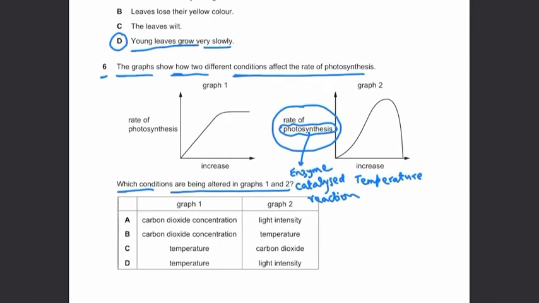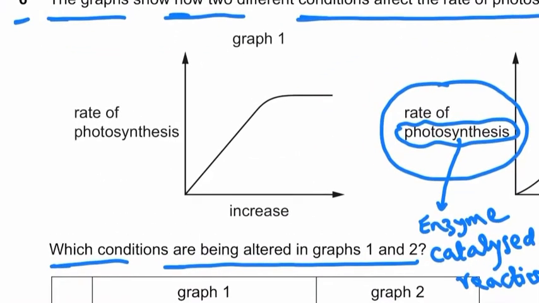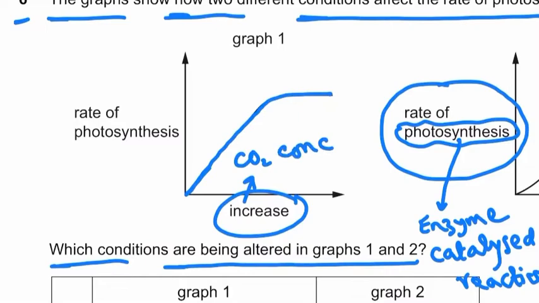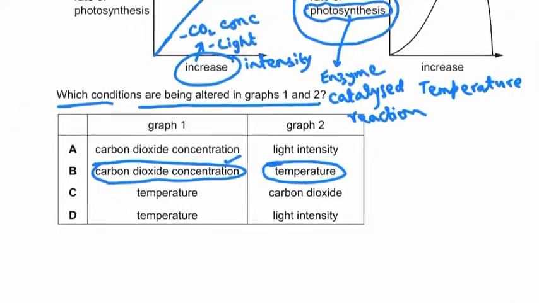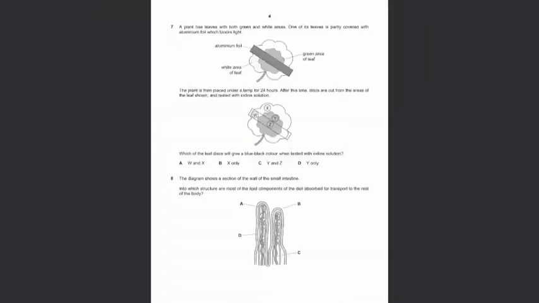So in graph 2, the condition being altered is temperature, and in graph 1, the condition being altered is carbon dioxide concentration. Guys, always remember this point: whenever you see rate of photosynthesis on the y-axis and a particular variable on the x-axis, and the graph is like this, where first the rate of photosynthesis increases and then becomes constant, the variable on the x-axis could be CO2 concentration or it could be light intensity. So with both variables, the graph is the same. So over here we have only one option, that is carbon dioxide concentration together with temperature. The answer is B. Let's move on to MCQ number 7.